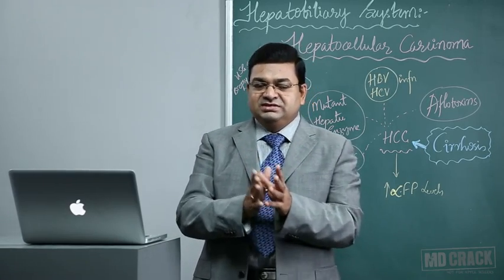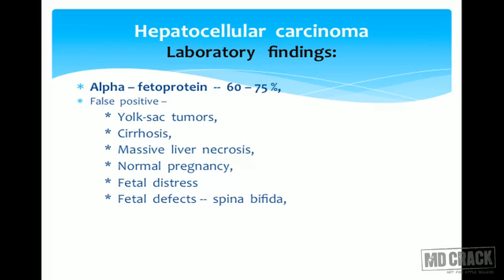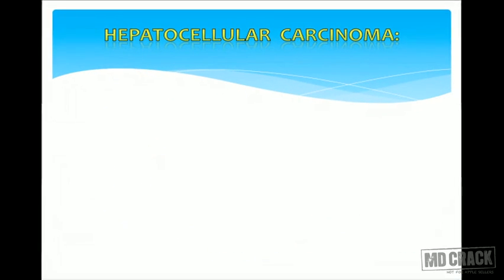But the problem with these tumor markers is the false positive rates. See here, false positive alpha fetoprotein levels are seen even in yolk sac tumors. That means a yolk sac tumor also produces alpha fetoprotein. In cirrhosis patients, massive liver cell necrosis itself can cause raised alpha fetoprotein levels. Even in normal pregnancy, there can be increased levels of alpha fetoprotein. Fetal distress can also cause it, and fetal defects like spina bifida can also cause raised serum alpha fetoprotein levels. So it's a good tumor marker, but false positive rates are also there, which you have to keep in your mind. Also, small lesions sometimes cannot be detected, that's a problem.